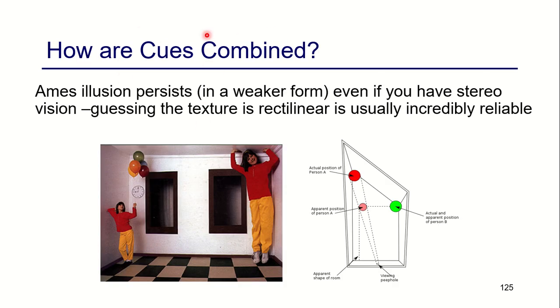So how are all these cues combined? The image illusion persists in a weaker form even if you have stereo vision. So guessing the texture is rectilinear is usually incredibly reliable.